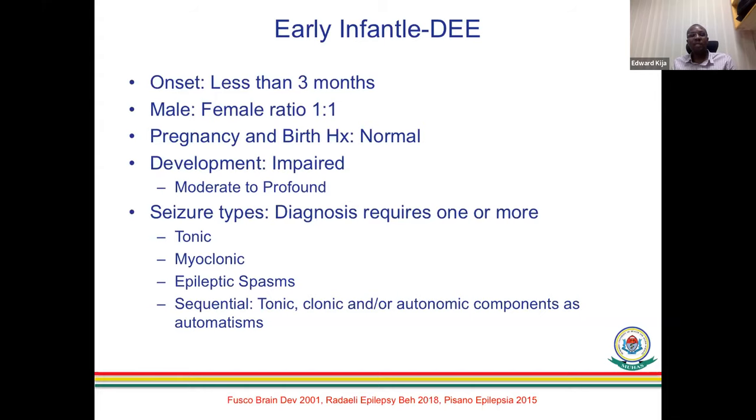They all present with multiple seizure types, but the diagnosis requires a presentation of at least one or more of the following seizures. They may present with tonic seizures, which may be either focal or generalized. They also present with myoclonic seizures. They may present with epileptic spasms, and some of them may present with sequential seizures, which may be tonic or clonic, with or without autonomic components. And some of these patients may present with automatism.